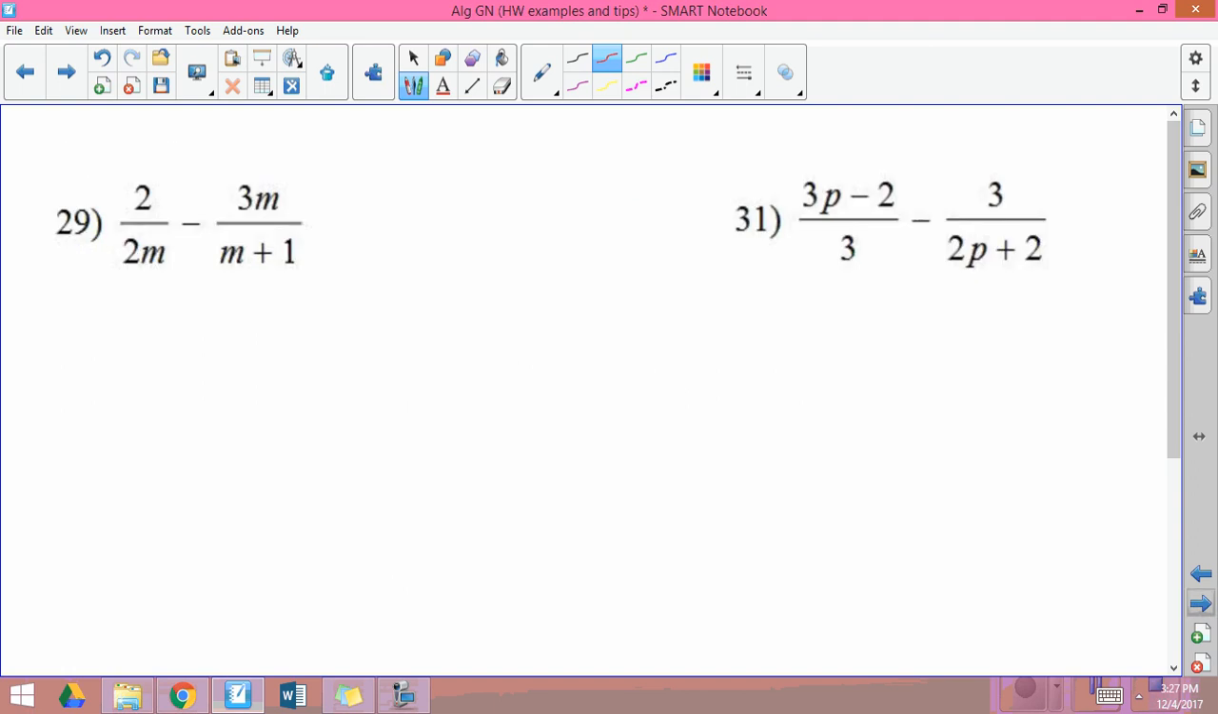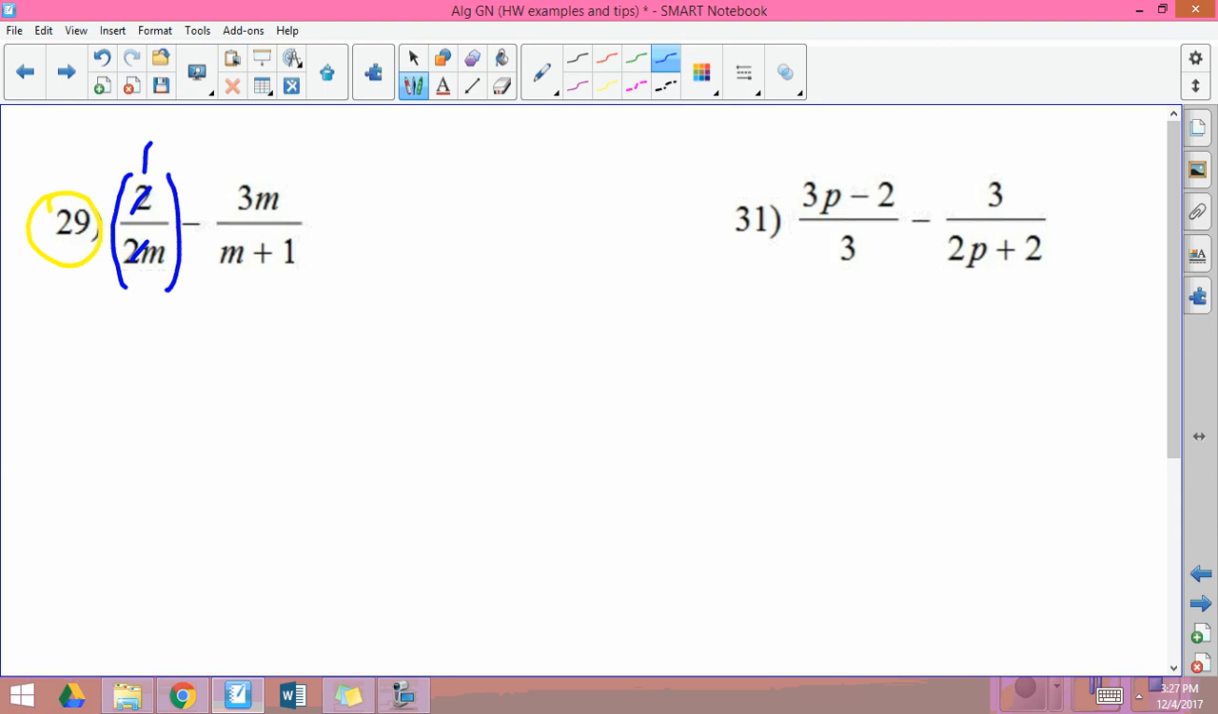If we go ahead and look at number 28 and think about what will make a common denominator, just like addition, we can go ahead and cancel because that 2 and 2m is all multiplication.